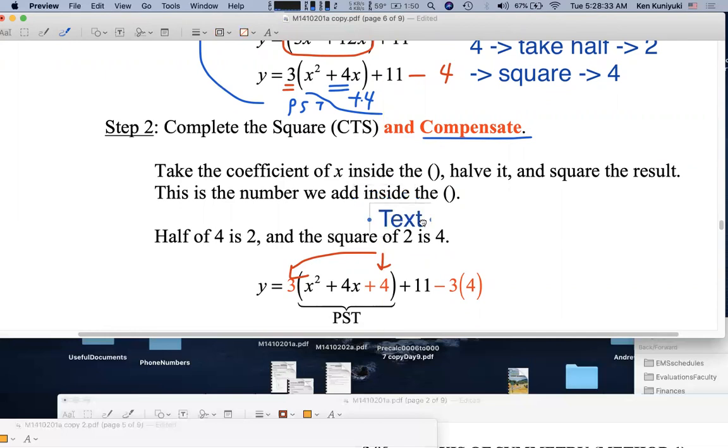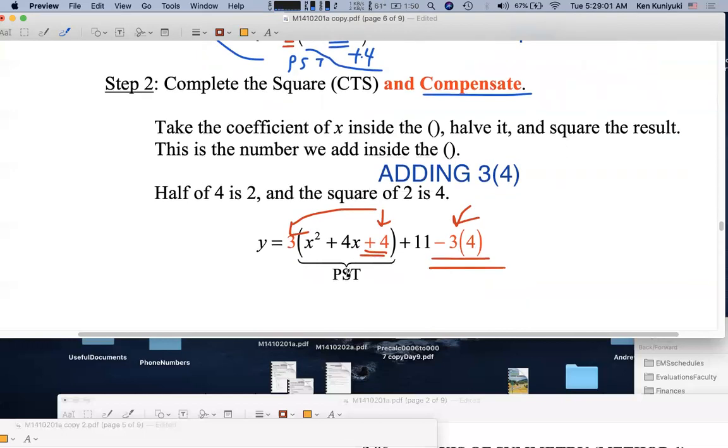You're adding 3 times 4. And how do you pay for adding 3 times 4, or 12? You subtract the 3 times 4, or 12. But don't forget, the 4 is getting hit by the 3, so you have to take that into account. It's a very common error to forget that. So to compensate for this, you have to subtract not 4, but 12. You can put 12 here.